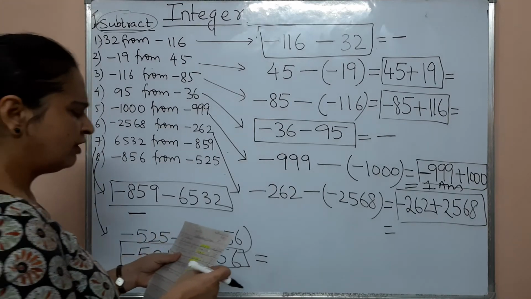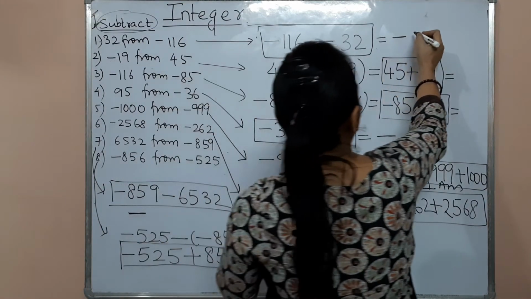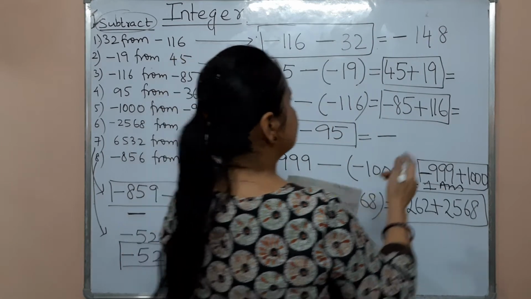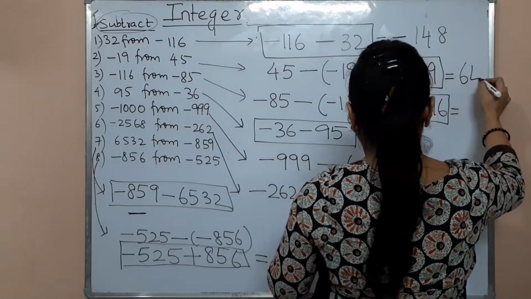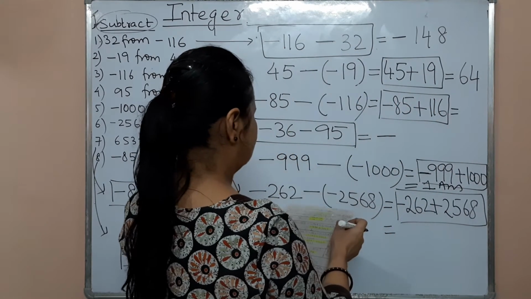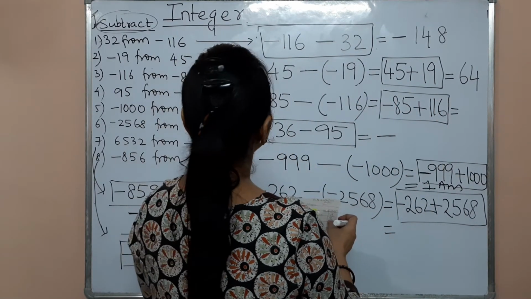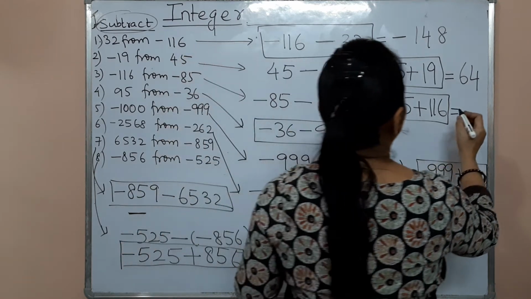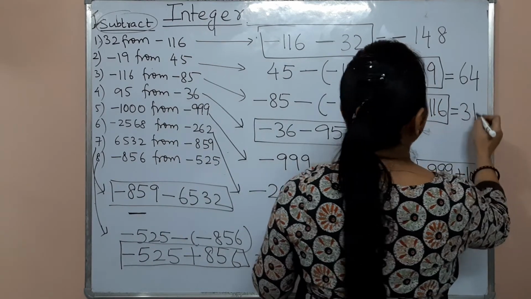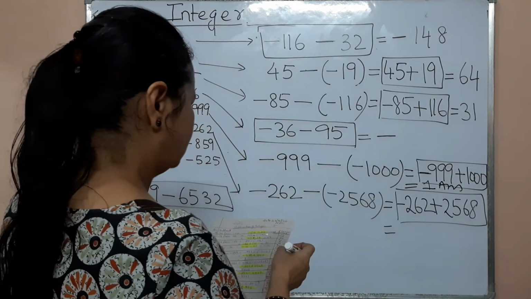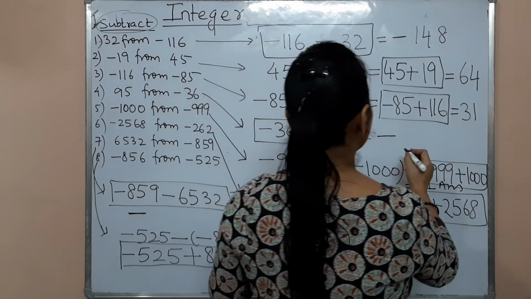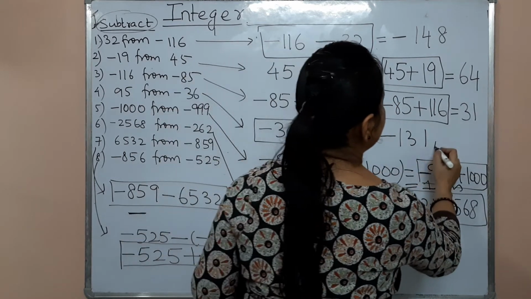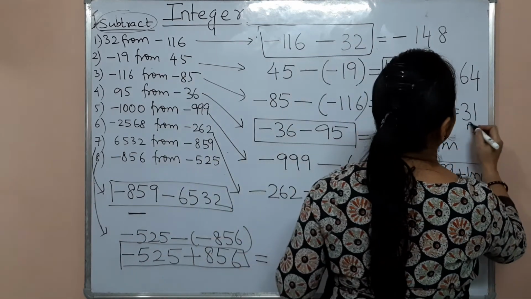Now if we calculate the total, overall loss will be 148. Next, overall profit will be 64. Next, it is 31. Next is overall loss of 131. This we have already done. This is your answer.